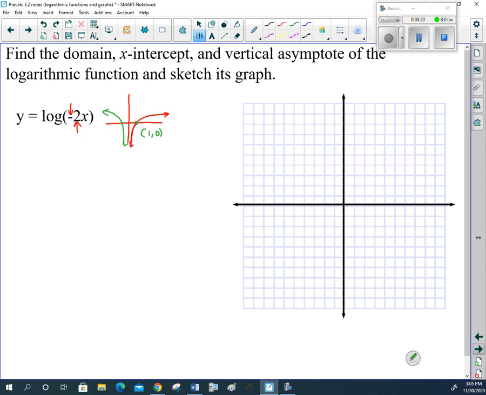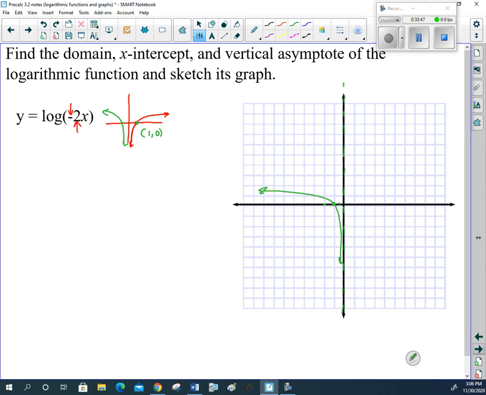Our vertical asymptote is not going to change, okay? And I know that it's supposed to reflect over here. My question is, it's going to look something like this, okay? My question is, is it really at 1? Is it at a half? Is it at 2? Does that point right there change? So let's figure out what the x-intercept is.